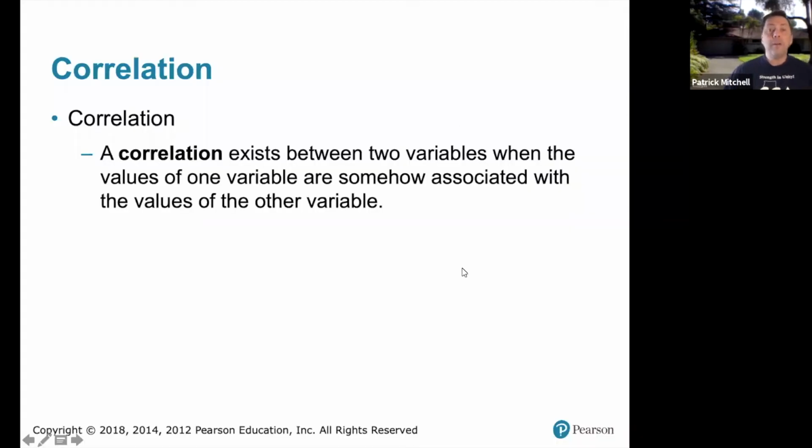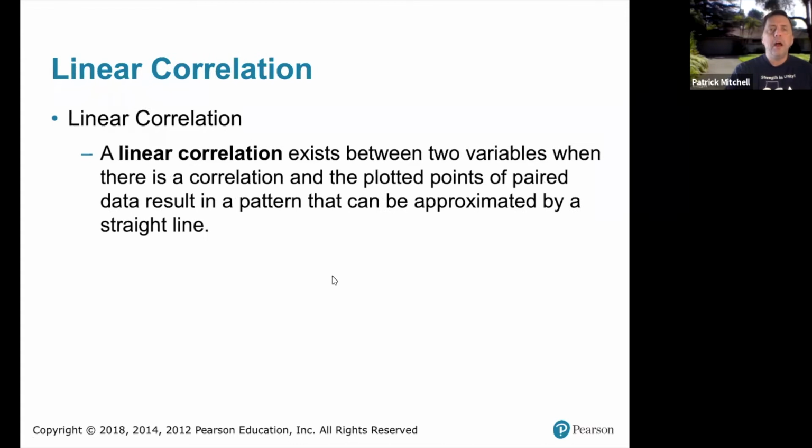So when we talk about correlation, a correlation exists between two variables when the values of one variable are somehow associated with the values of the other variable. A linear correlation exists between the two variables when there is a correlation and the plotted points of paired data result in a pattern that can be approximated by a straight line.